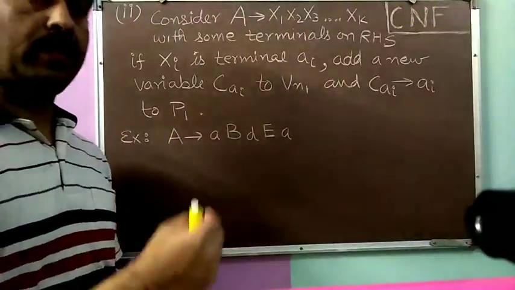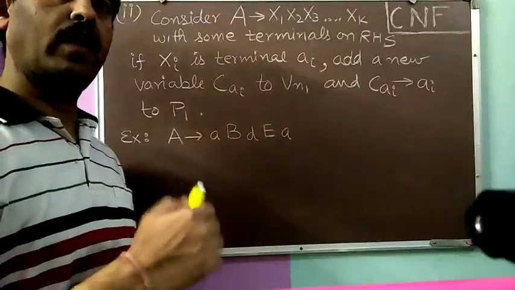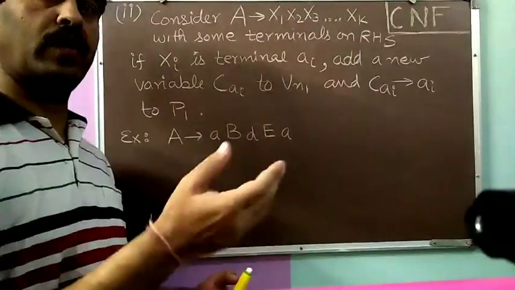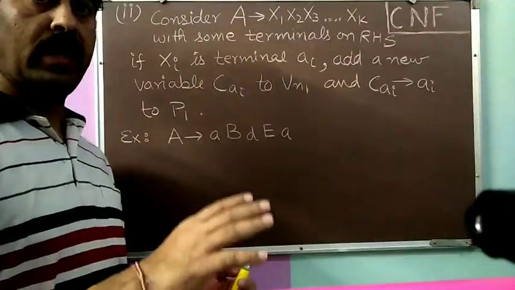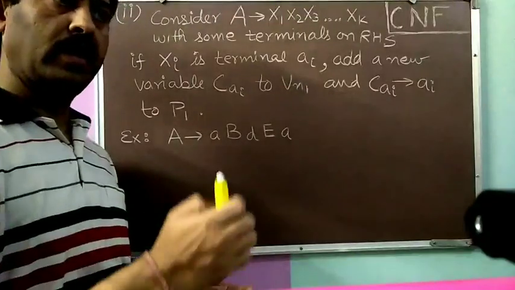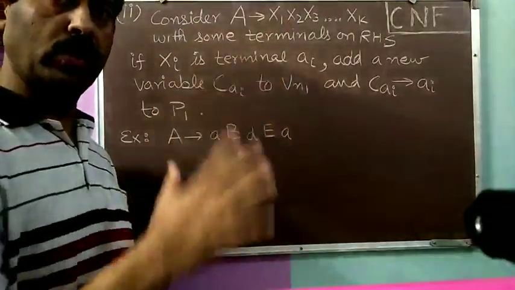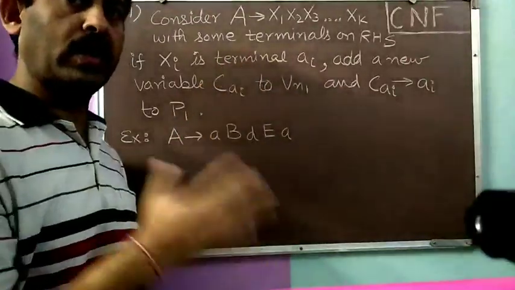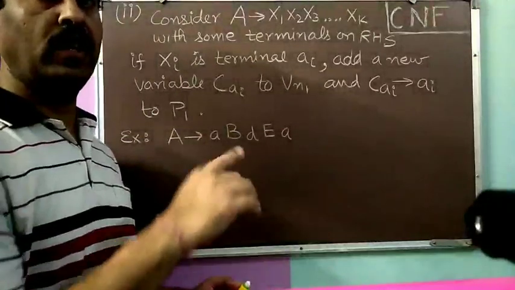Now after the first part of the second step we have performed, we have already included all the productions of the required format into the new grammar, and all the variables of the original grammar into the new grammar. The only productions left in the original grammar were those which were not in the required format of the CNF. Now we will consider these productions one by one.